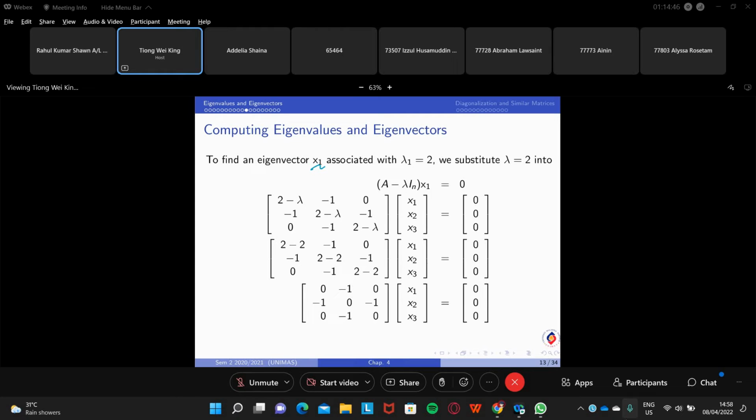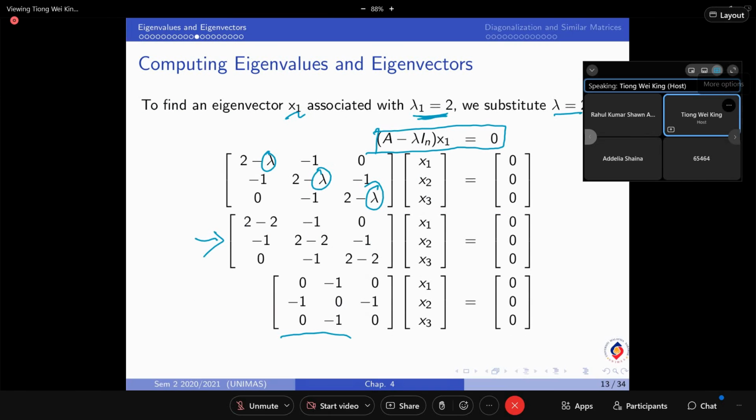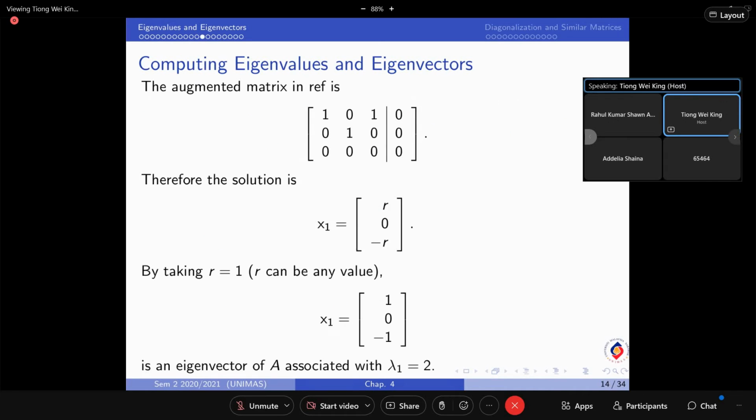So first, for the first eigenvalue, lambda equals to 2. You substitute lambda equals to 2 into our homogeneous system. Substitute here, you will get this. Simplify, you will get this matrix. And then use Gaussian elimination, you will obtain this. So from here, this is the unknown x1, x2, x3.